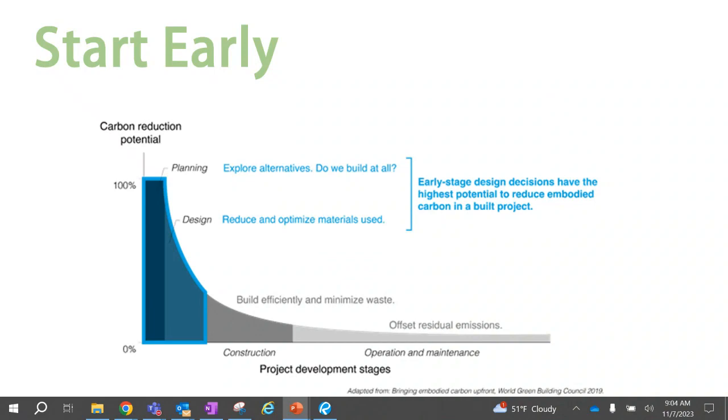I like this graphic that was developed by the World Green Building Council, which shows the carbon reduction potential by starting early is so much higher in that planning and design phase than it is in the construction, operation, and maintenance phase.